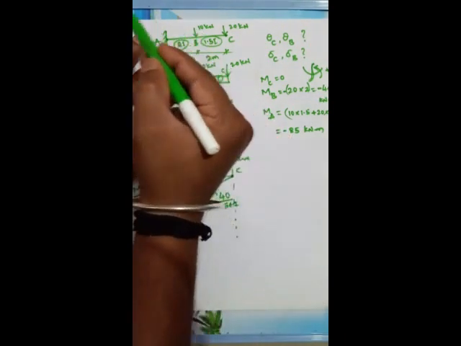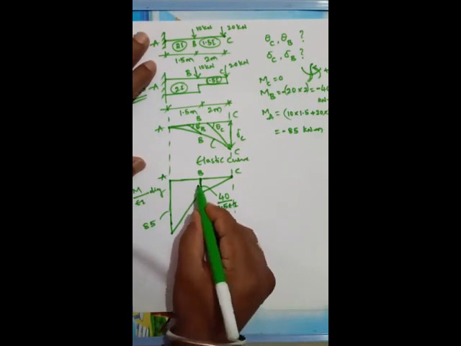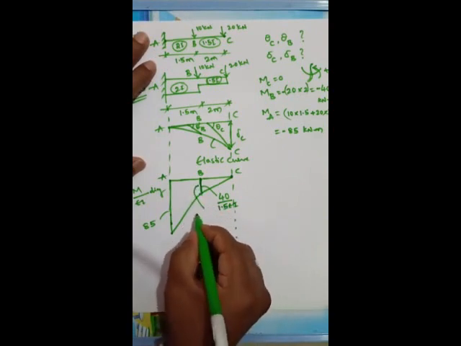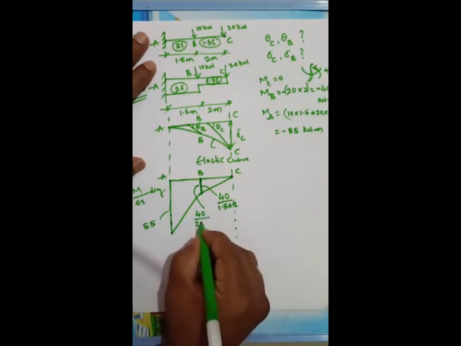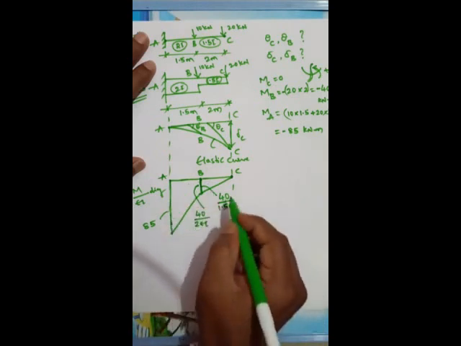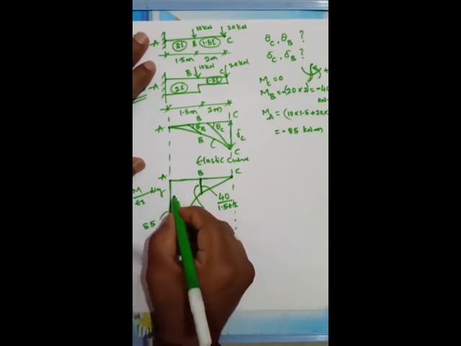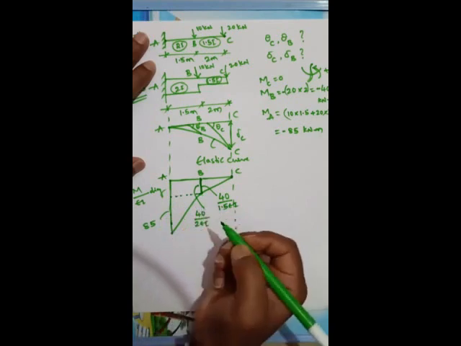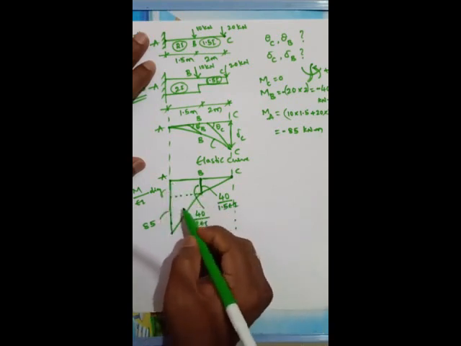Exactly from point B towards the left side it is 2I. So if I consider the left hand side, it should be 40 divided by 2EI, correct? Now I need standard figures so that I can calculate the areas with respect to those figures. So let us split into a rectangle and one triangle.